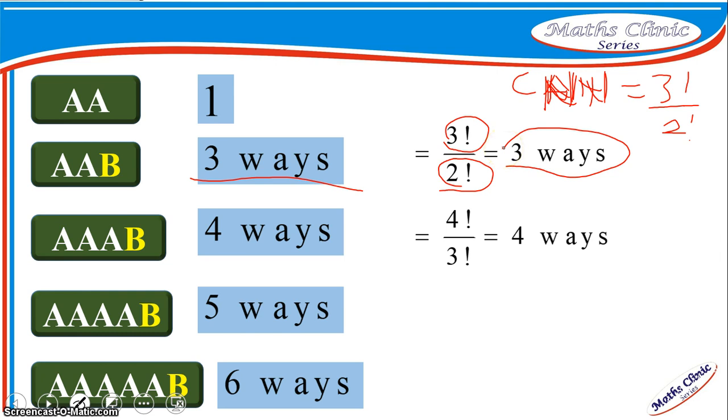So if it is 4 letters, it will be 4 factorial, but 3 are repeating. Then I'll divide by 3 factorial, and I'll get the same as the 4 ways.